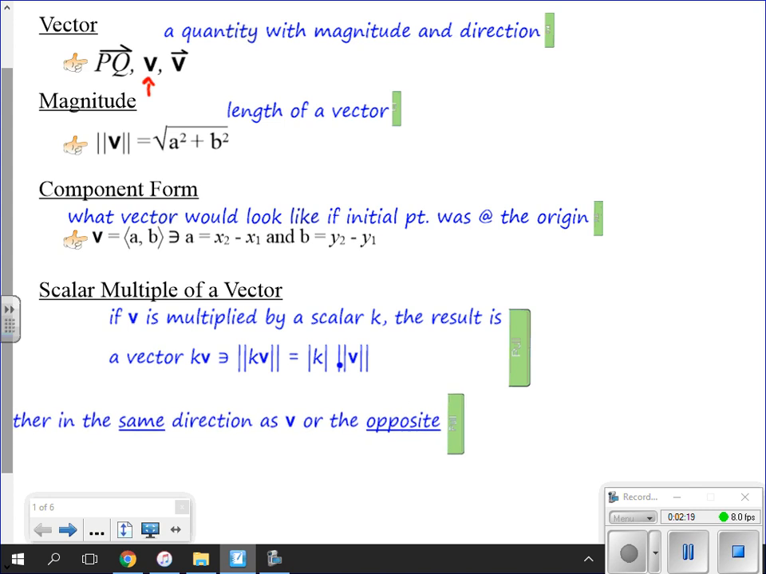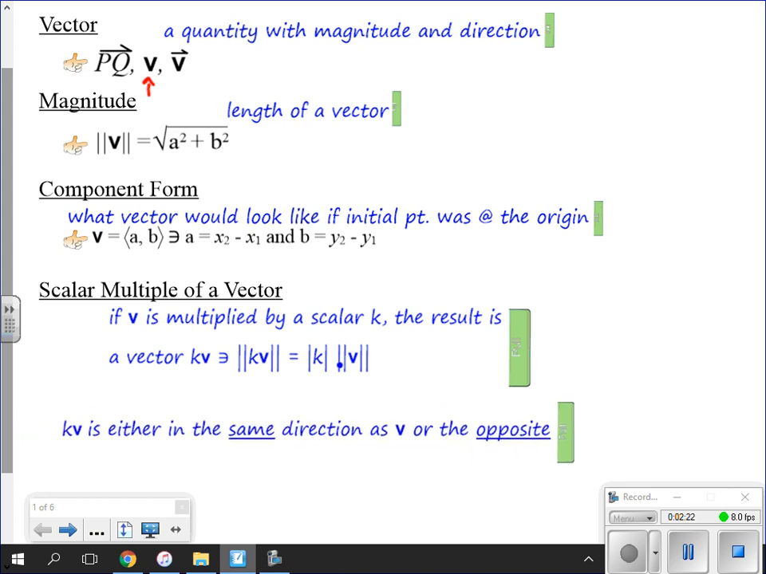Okay. kv is either in the same direction as v or in the opposite. Yes, if k is negative, it goes in the opposite direction. If k is positive, it goes in the same direction. Okay, I'd ask if there are any questions, but nobody's here to ask any questions.